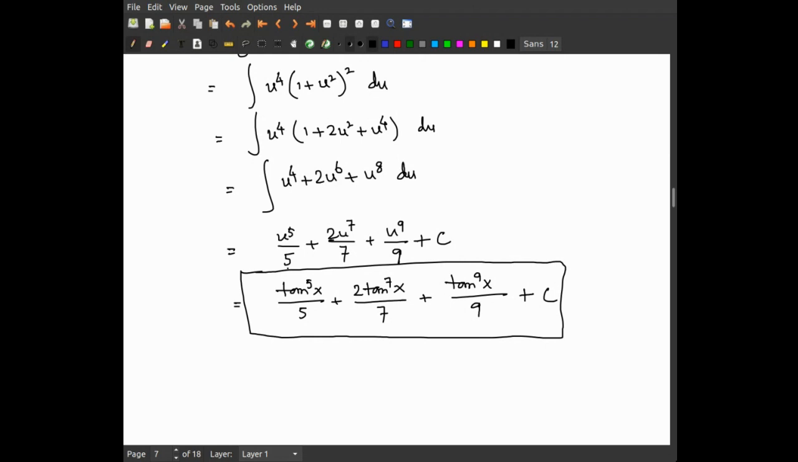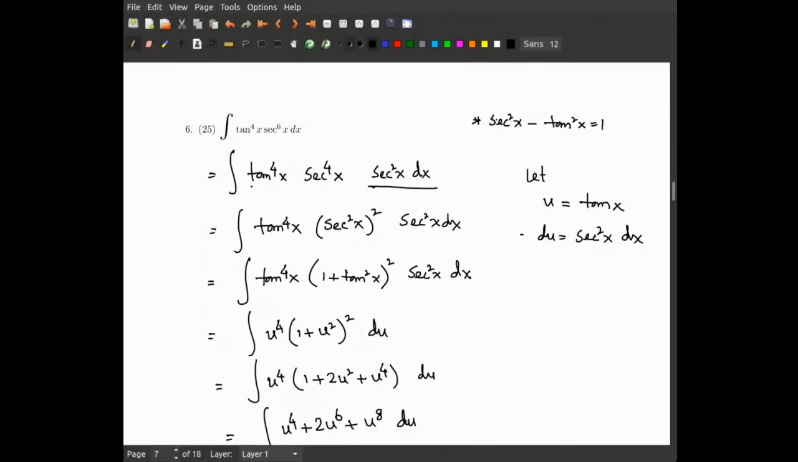But if it is not possible, for example, in this problem, instead of having tangent to the power 4 times secant to the power 6, if I had, say, tangent to the power 4x times secant x, now from secant x it is not possible to take out secant square, right? Then there is a different strategy that I will show you later in this problem session. But for now, when you have tangent and secant, the first strategy is: can I take secant square out of the secant you have? If the answer is yes, go with that one.